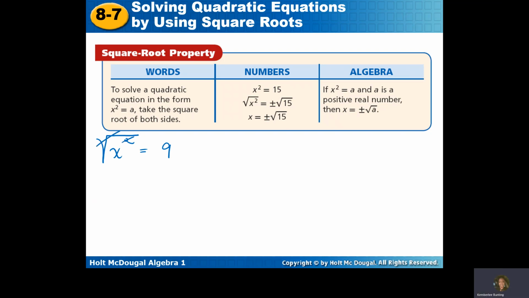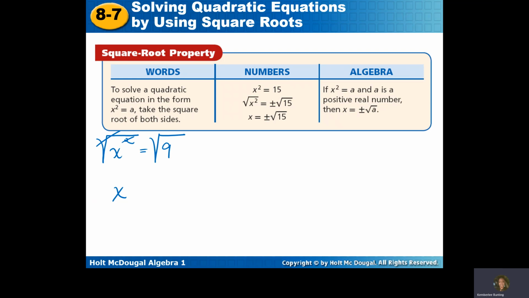This cancels with this. Or think about it like this. What times what equals x squared? X times x equals x squared. So the square root of x squared is simply going to be x. Does that make sense? Now, I just can't slap a square root on the left-hand side of the equal sign. Whatever I do on the left-hand side, I must also do on the right-hand side to maintain balance, yes?